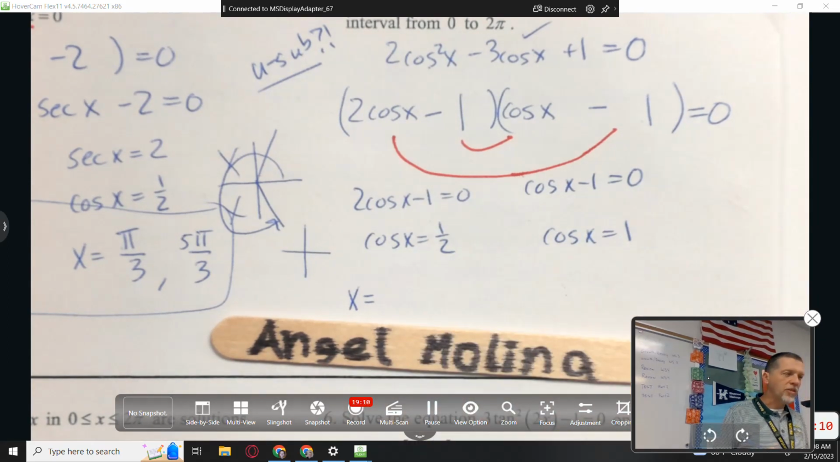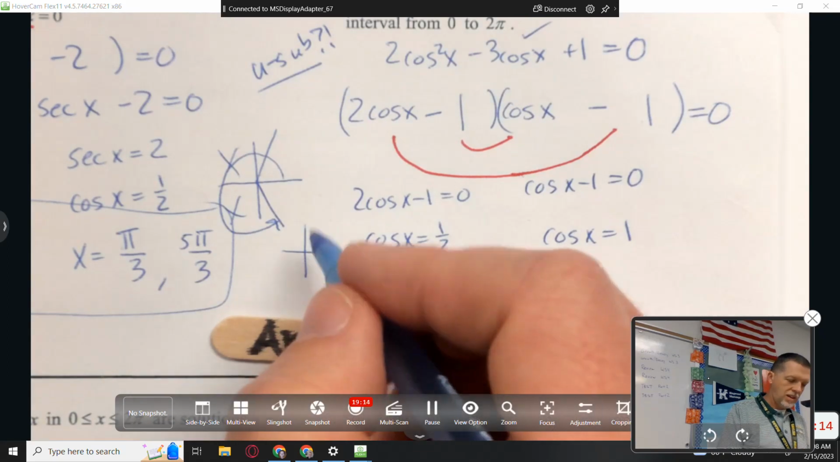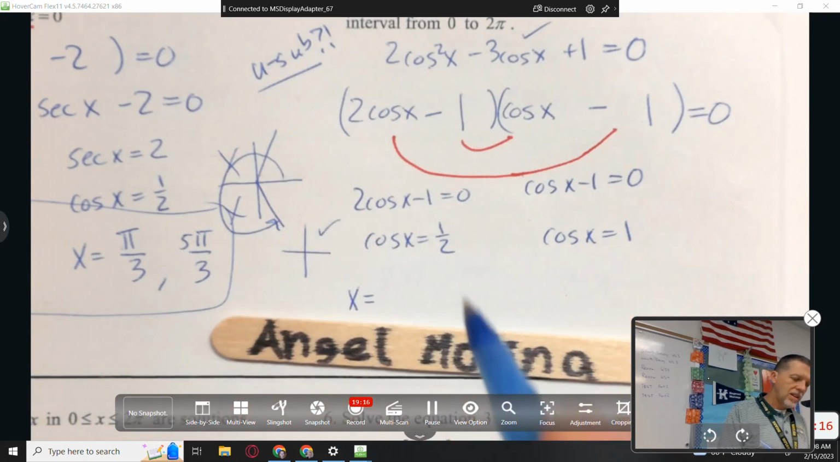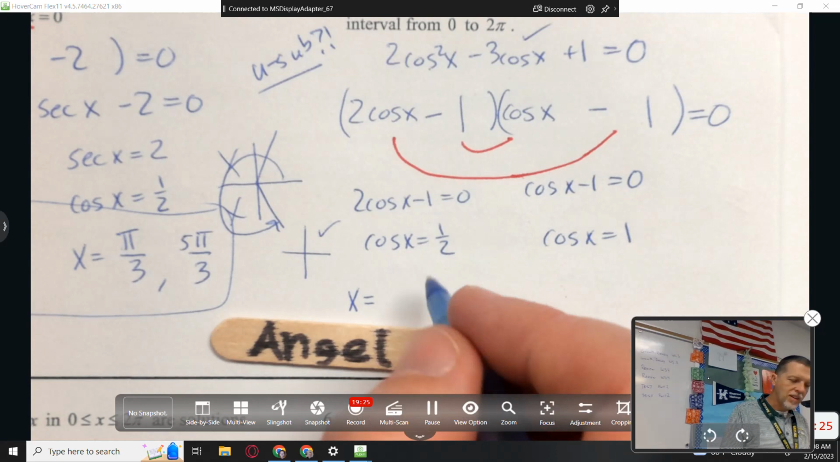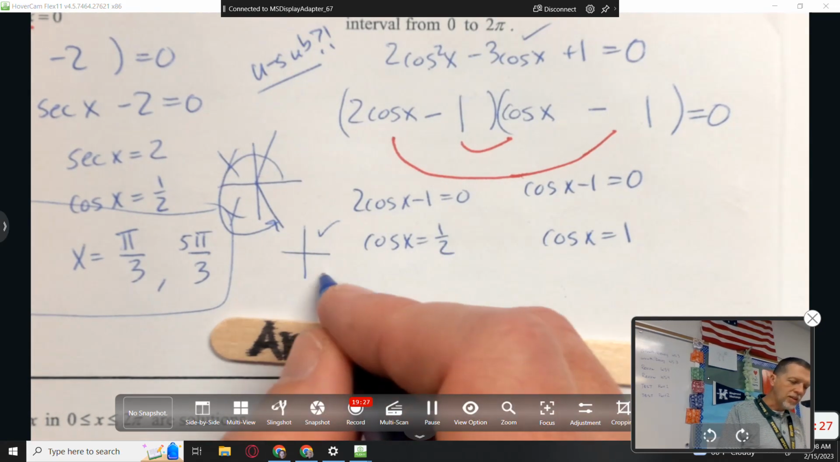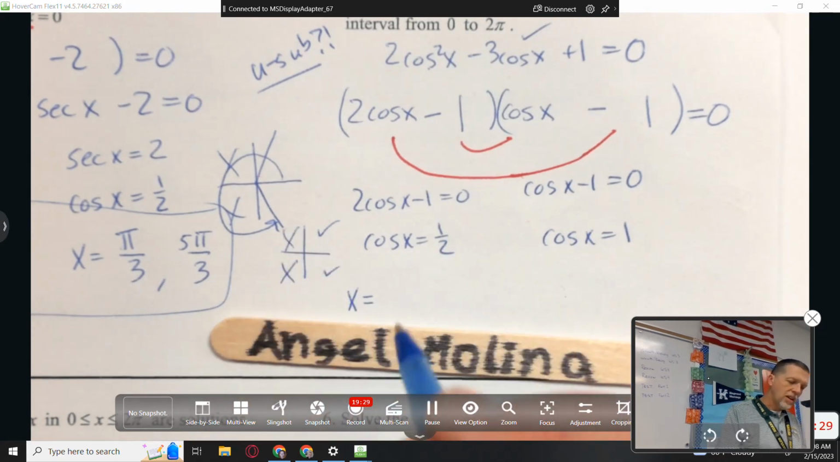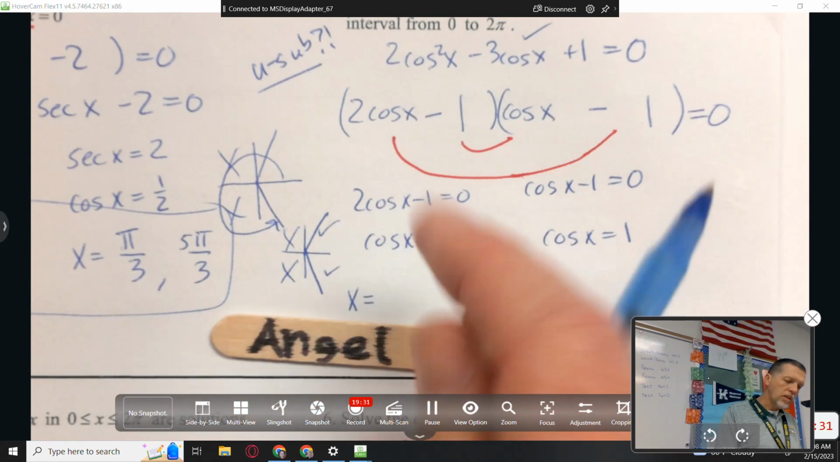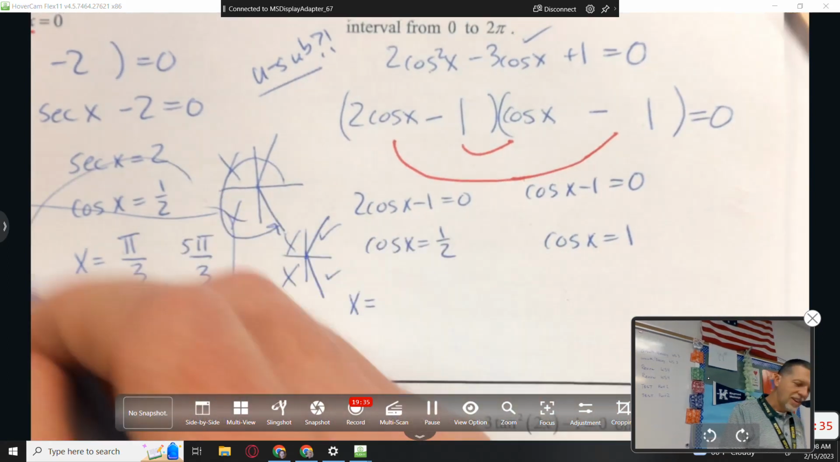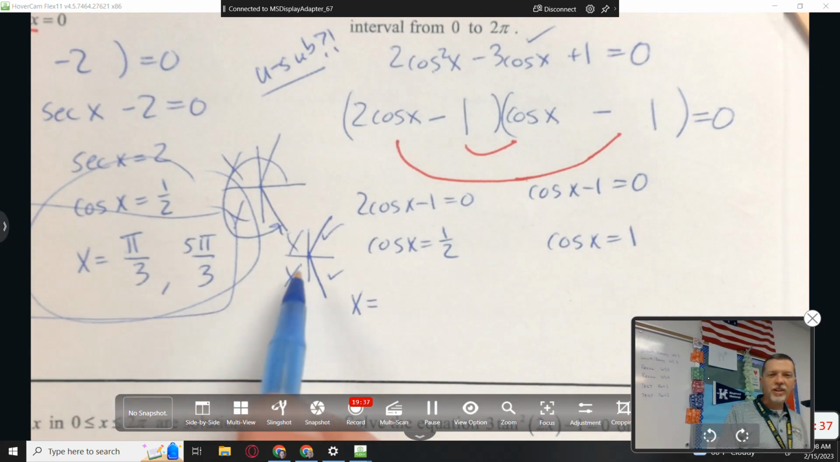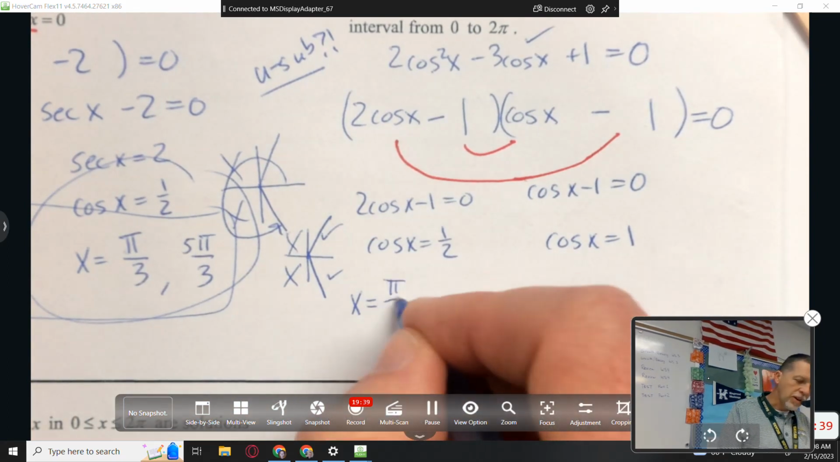Well, what quadrants, first of all? And? Second. Cosine is the x-coordinate, so it goes left and right. So if it's positive, it means it's on the right. So first and fourth. Actually, this is the same problem we just did a minute ago. Cosine x equals 1/2, that's pi over 3 and 5 pi over 3.